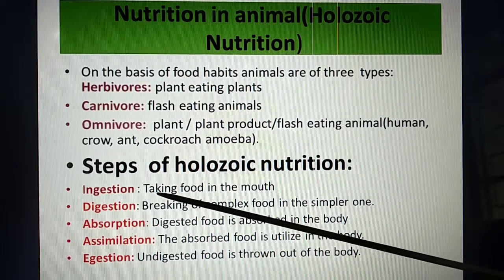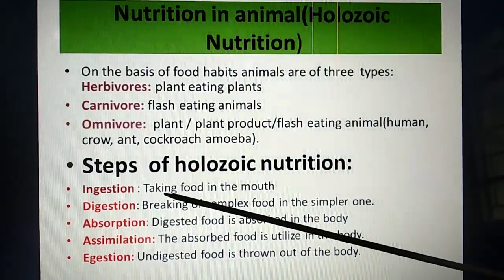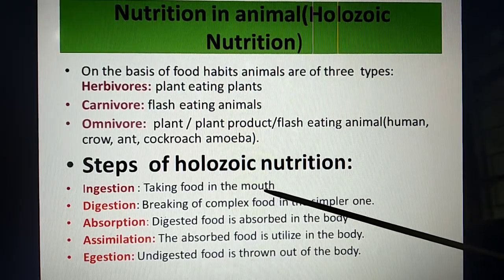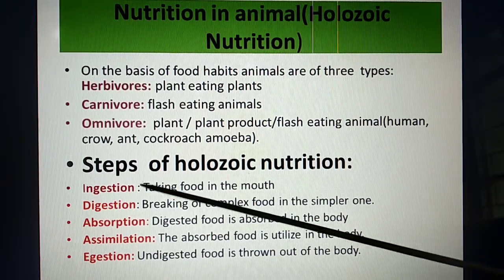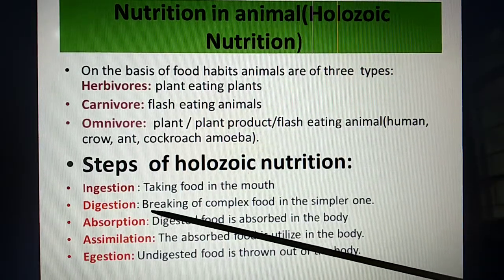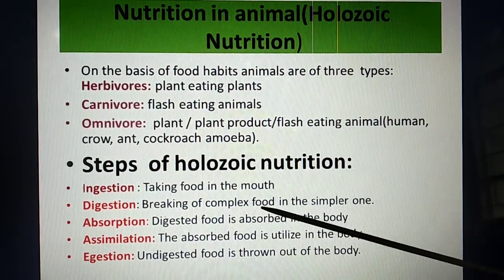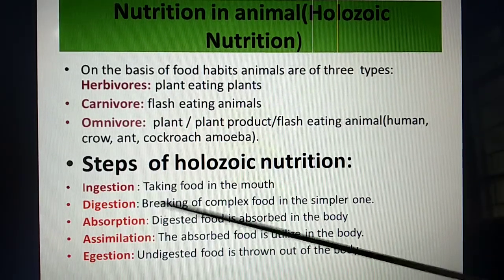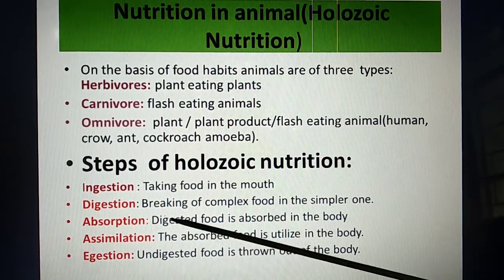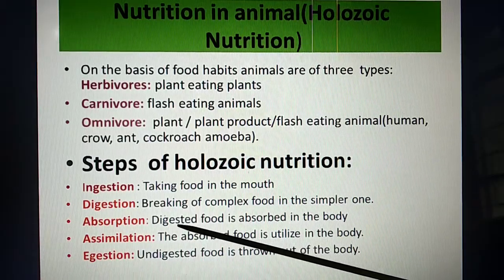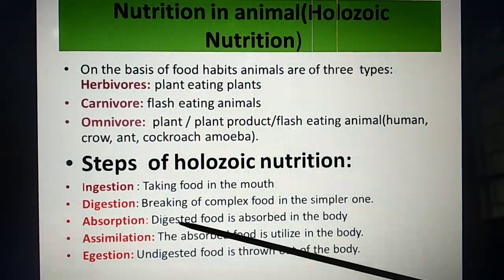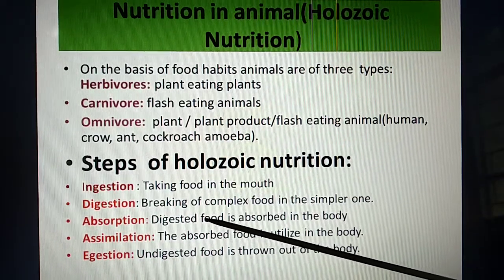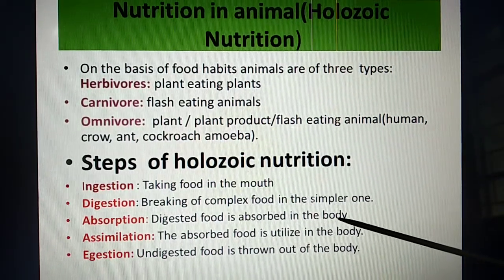First is ingestion. Ingestion, in means inside. It means taking food in the mouth or oral cavity or buccal cavity is called ingestion. Second is digestion. It means breaking of the complex food into simpler substances. Simpler one is called digestion. Then next is absorption. Now, if food is digested, now the turn is to take it inside the body. It means to absorb it inside the body. Digested food is absorbed in the body.